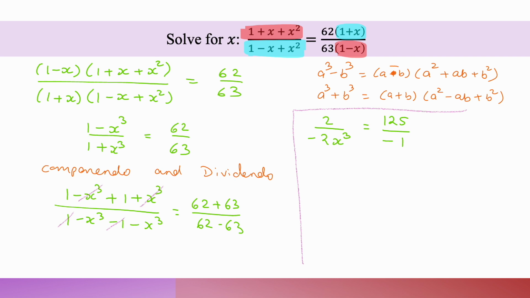On reducing this to simplest form, 2 gets cancelled and minus sign gets cancelled from the two denominators. We are left with 1 upon x cube equals 125 upon 1. Or if we cross multiply, we get x cube equals 1 upon 125, and taking cube root, we get the value of x, which is 1 upon 5.